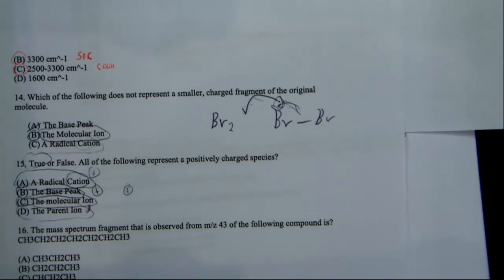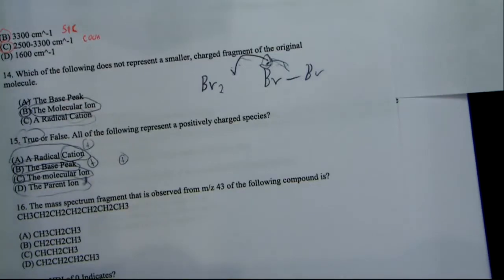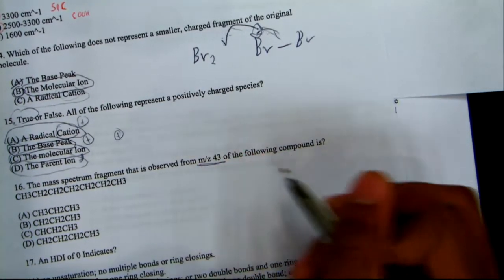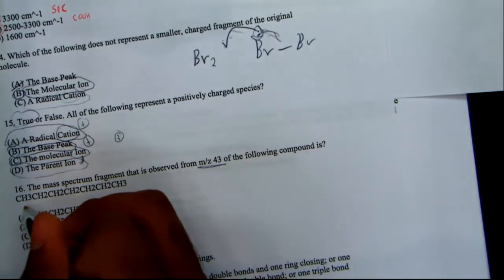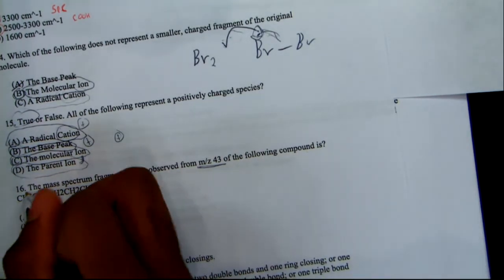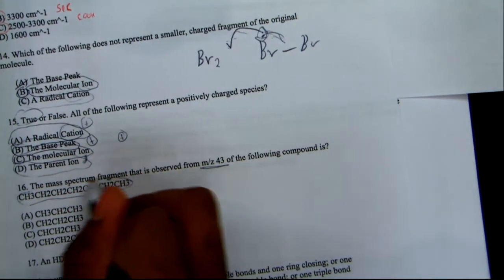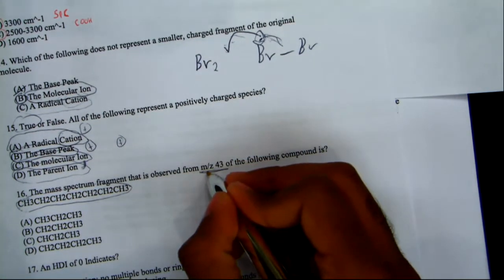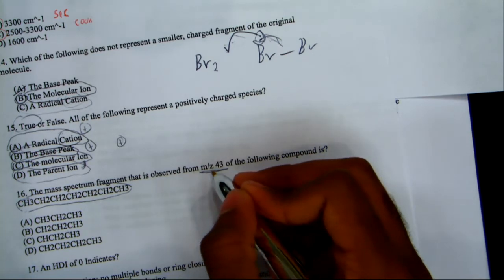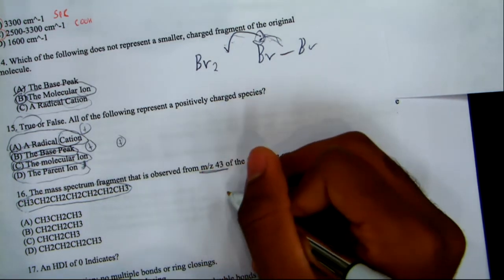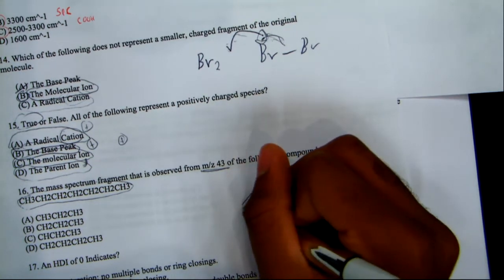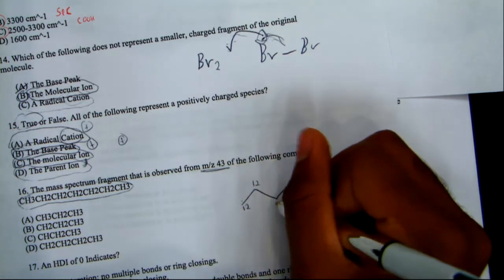All right, so the mass spectrum fragment that is observed at MZ 43 of the following compound. So basically, you need your MZ to equal 43. Propyl group. Pretty much a propyl is equal to 43 because 12 from this carbon right here, 12 from this carbon, 12 from this carbon.